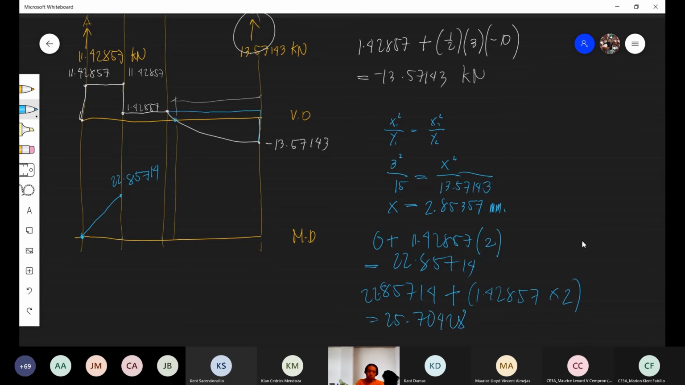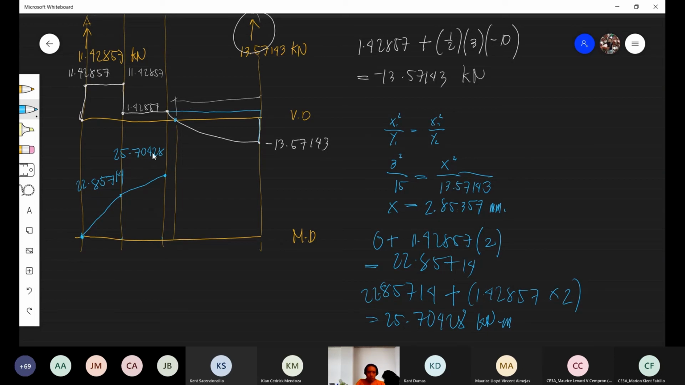25.70428. So 25, it's not shallow. 22 also, so somewhere here. This is 25.70428. I will isolate what that is. Is it a straight line or a curve? Straight line, sir. Straight line. Straight line, right? Since we drew a straight line here.